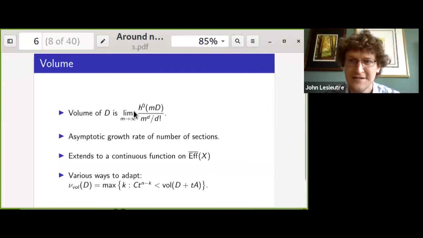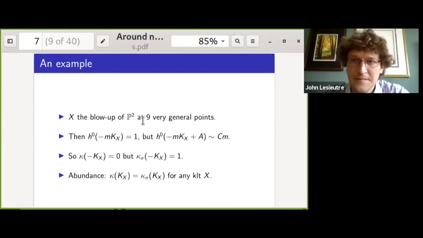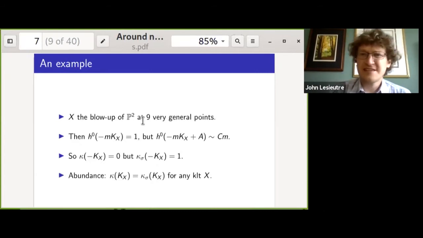So if it doesn't grow at the maximal rate, the volume is 0. If it does grow like m to the dimension, then the volume is going to be equal to that coefficient. Okay, let me give you an example now showing that these kind of perturbed sections with an ample are a little different than the sections without an ample.